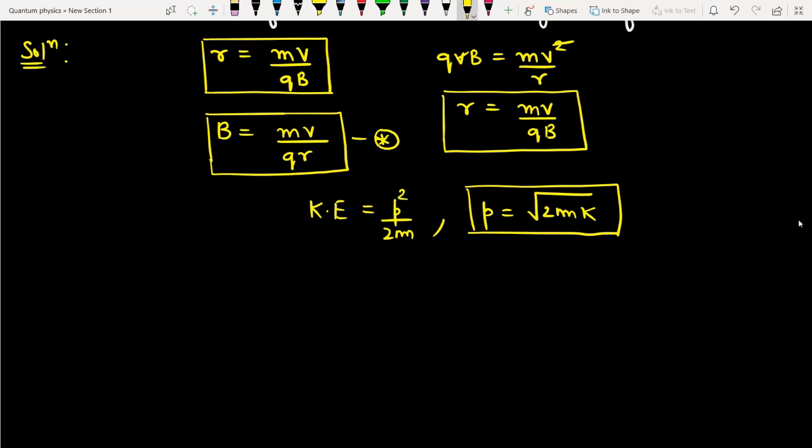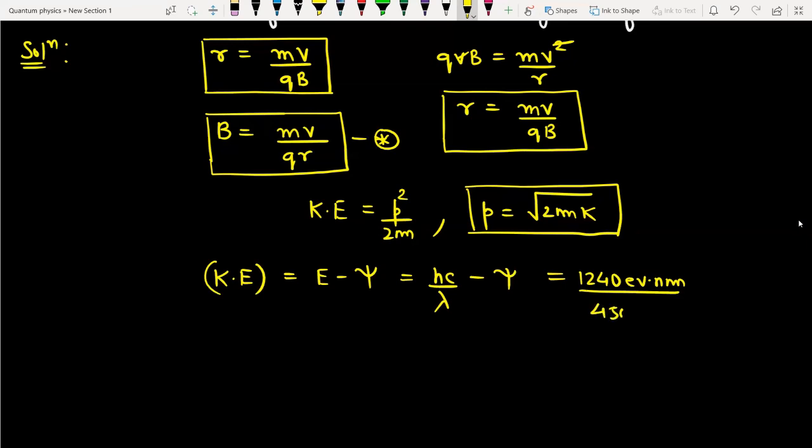So this kinetic energy, using our very old friend, Einstein's photoelectric equation, is E minus the work function. This energy we can write as hc over lambda minus the work function psi. You should remember the value of this hc. It is very, very useful in competitive exams. It is 1240 eV nm, because h is constant and c is also constant. You divide it by lambda, which is given to be 450 nanometers, minus the work function, which is given to be 2 electron volts. If you calculate, the kinetic energy will be 2.75 electron volts minus 2 electron volts. This will be 0.75 electron volts.